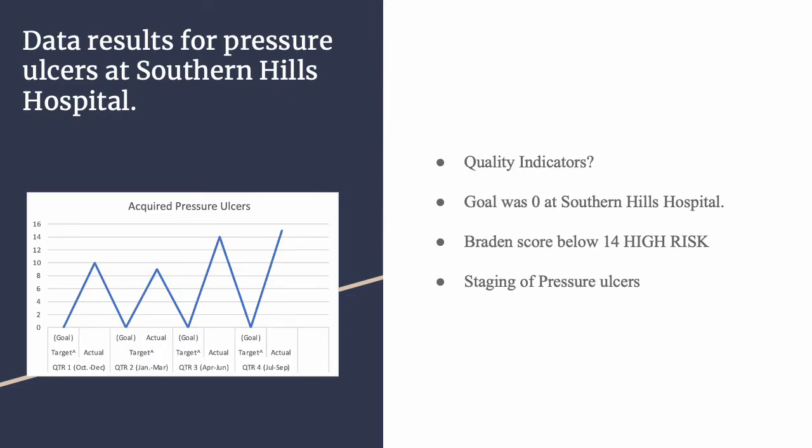Hi, my name is Mary Miller, and I'm going to be talking about the data results for pressure ulcers at Southern Hills Hospital. So the first thing I want to talk about is quality indicators. So what are quality indicators used for? Quality indicators are used to measure care quality from hospital data. At Southern Hills Hospital, the goal was to have 0 for the number of hospital-acquired pressure injuries, and according to the data, this did not occur.